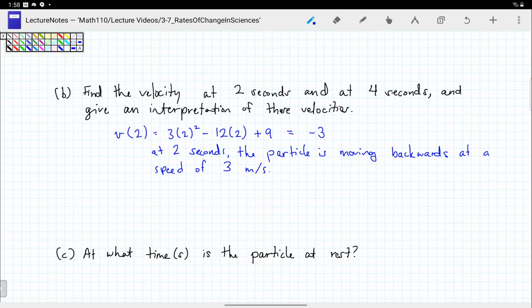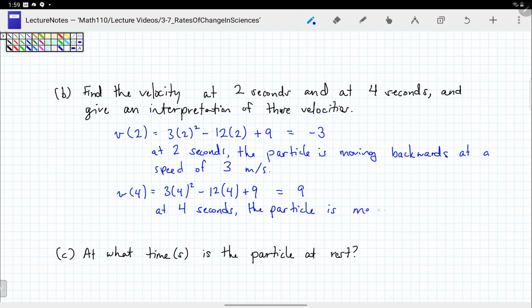Now the velocity at 4 seconds, v of 4, is 3 times 4 squared minus 12 times 4 plus 9. That is positive 9. So at 4 seconds, the particle is moving forward. Why forward? Because the velocity is positive, at a speed of 9 meters per second.